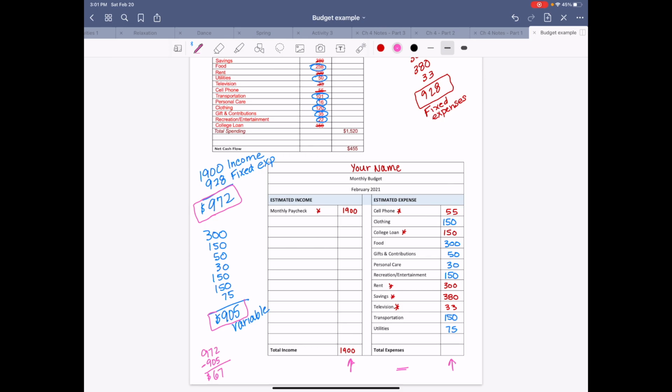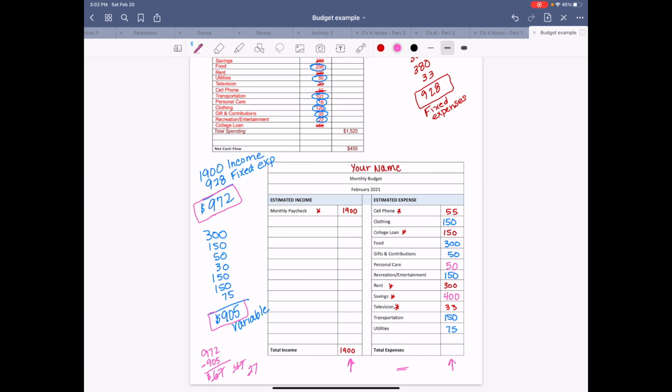If I decided I wanted to move my savings up to $400, I could go through there real easy. It's $380 right now. I'll erase that. If I put $400, I have used up $20 of this, so I have $47 left. Maybe I realized I didn't put enough into personal care and I want to put another $20 into it. I have $30 right there. Instead of 30, maybe I'll change that to 50. So again, that would take away another 20, so I have $27 left.